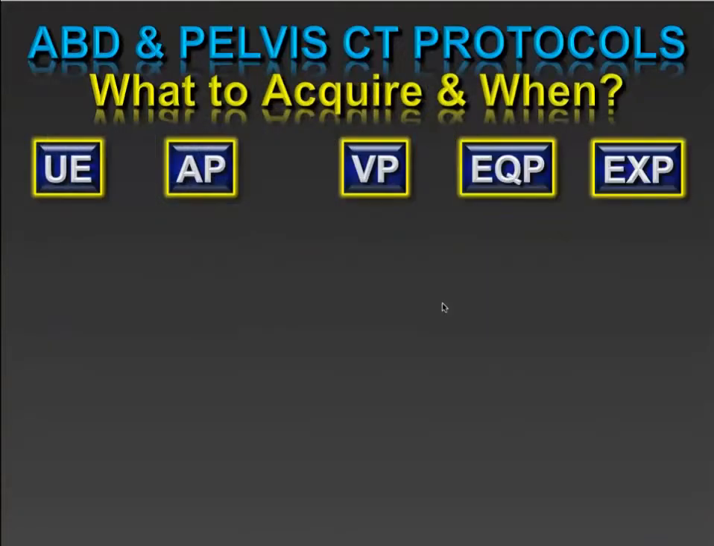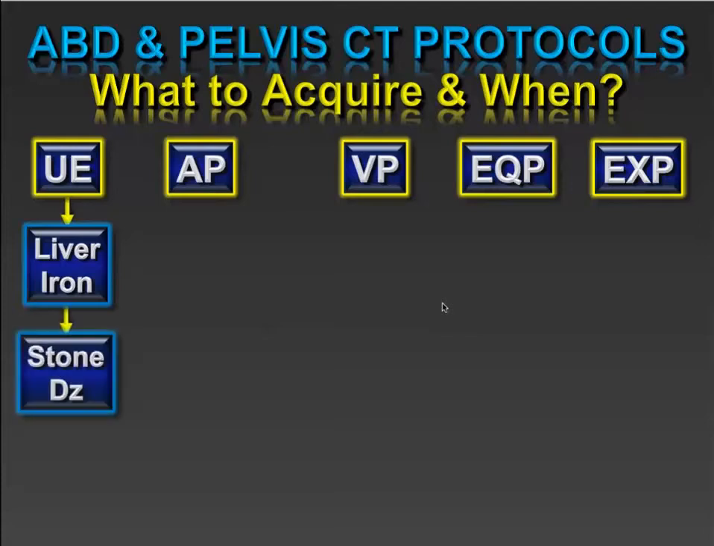So what to acquire and when always comes up when developing protocols. We don't really use the unenhanced CT very often. If you were to want to quantitate liver iron, obviously you would need an unenhanced CT to do that, although in our practice we use MR more for liver iron than we do for CT, but it's certainly an option. Obviously for renal stone disease or for biliary stone disease, it's better to have an unenhanced CT.